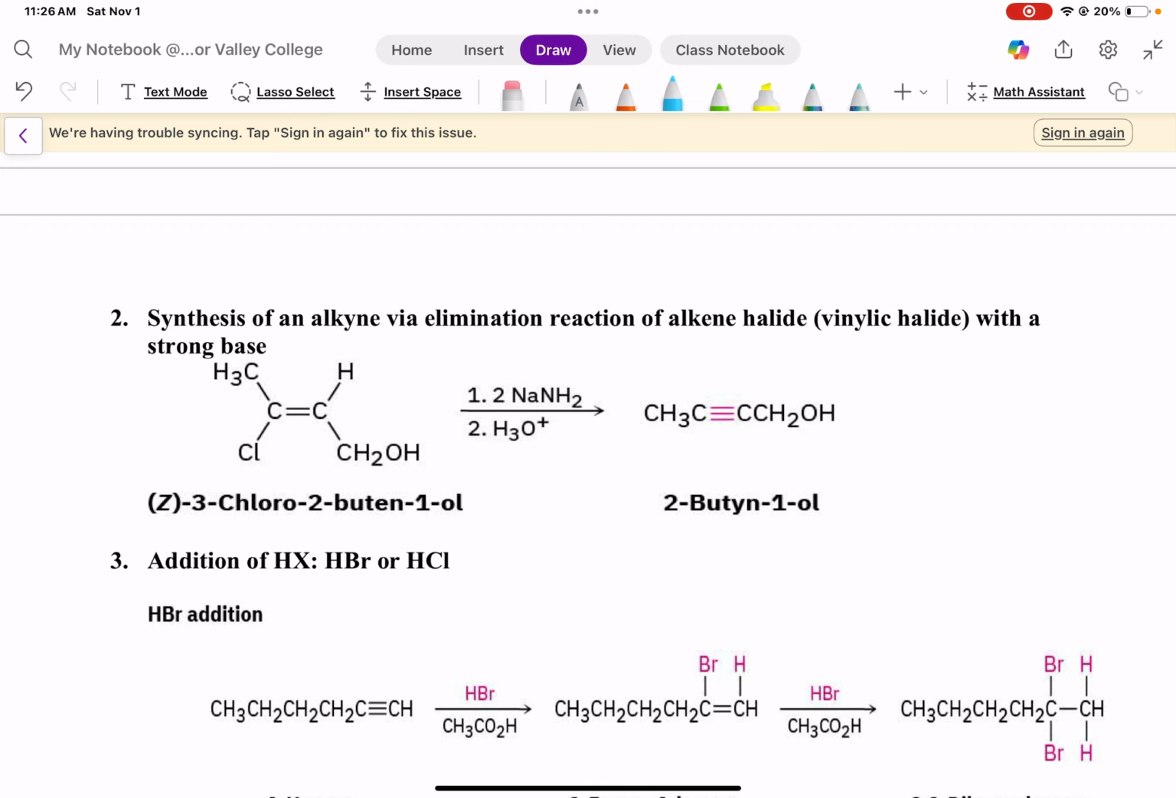Now, you can also start out with an alkene, and you use also a strong base. You need 2 moles of sodium amide, sodium plus, amide minus. Amide takes the hydrogen, makes the triple bond, kicks the Cl out. Pretty much the same principle, right? E2.